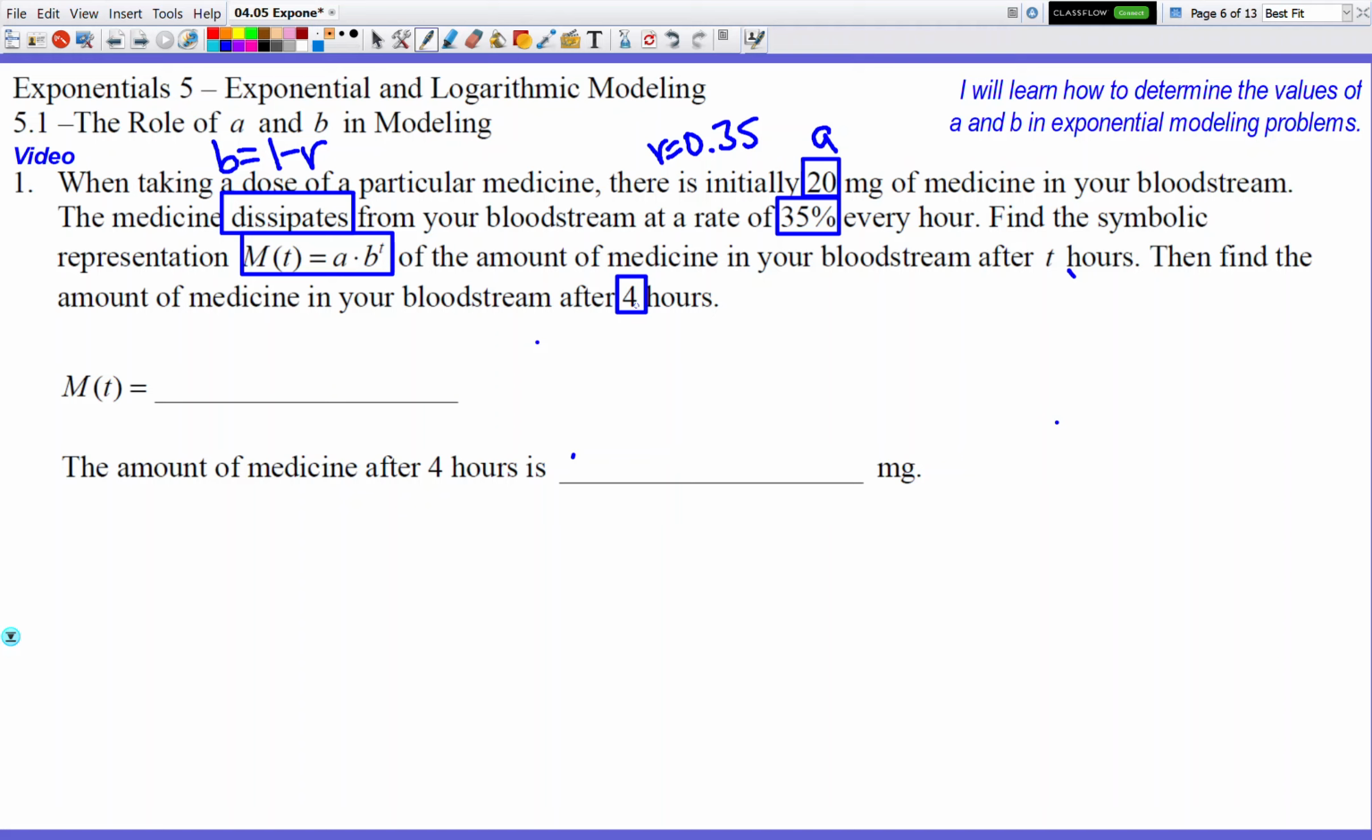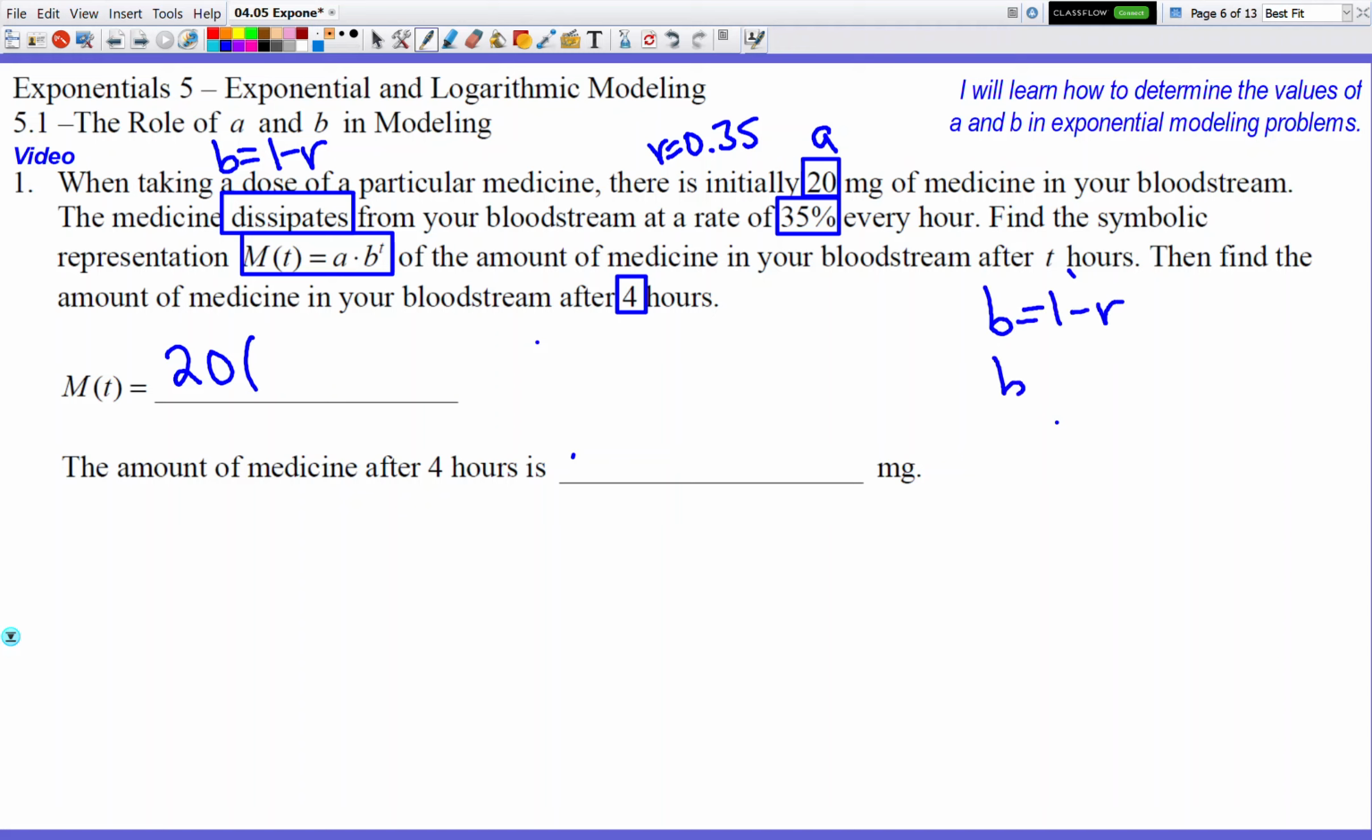And the 4 is going to represent, after we get our formula, what we're going to plug in. On this first blank right here, we're going to frame our equation. We're going to put a times b to the power of t. So my a value is 20, so I put a 20 there. Then I have to figure out my b value. So let's run my equation. It's going to be a b equals 1 minus r scenario.